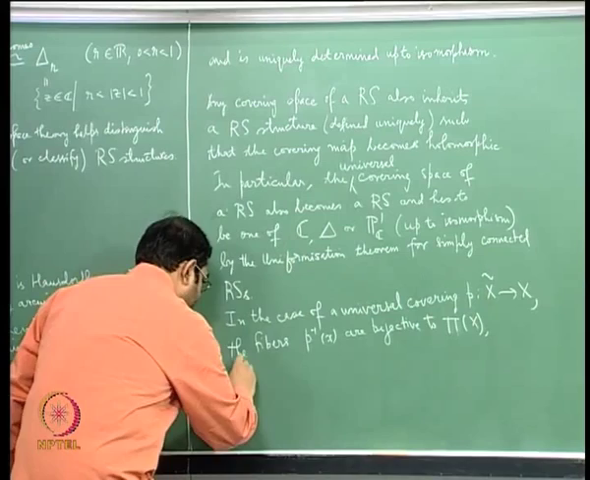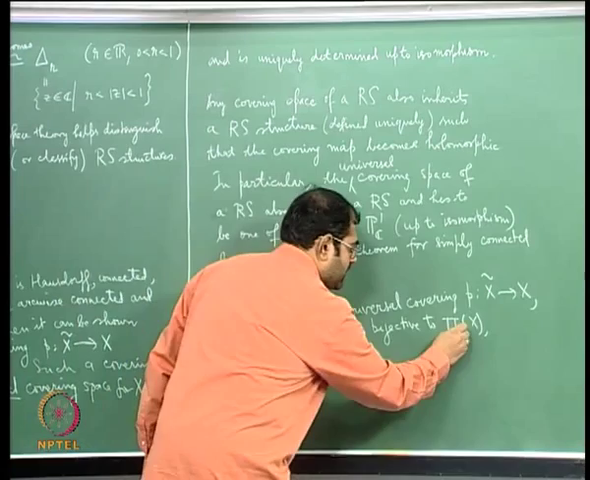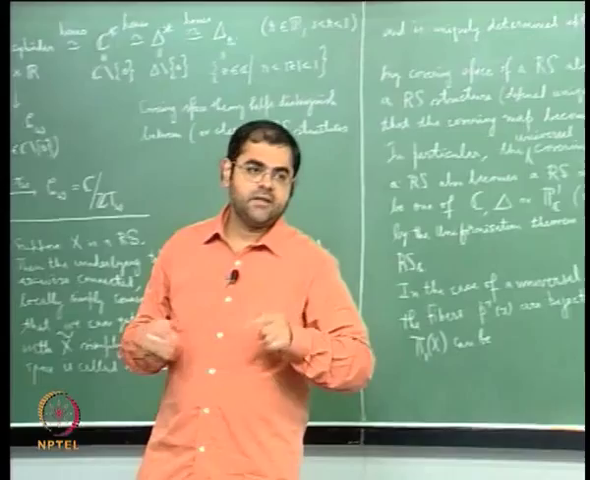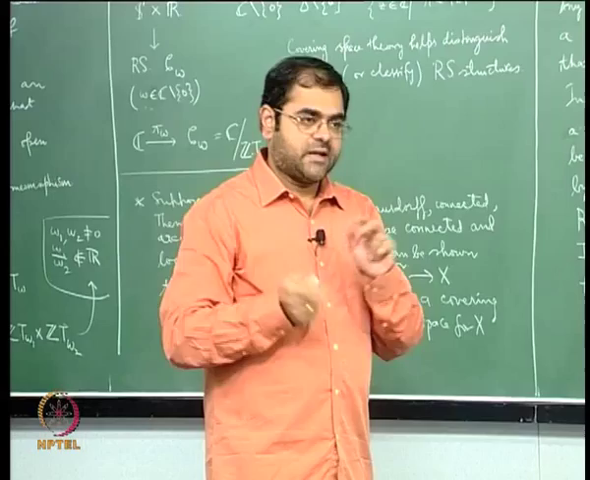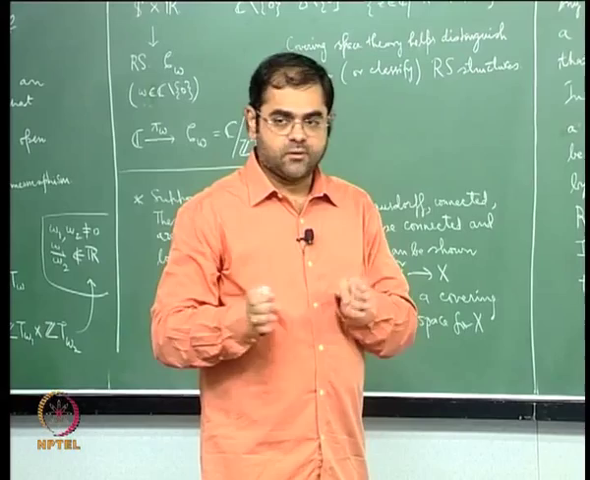Pi of X can be pi 1 of X. So it's pi 1, pi sub 1. Please correct that. Pi sub 1 for the first fundamental group. And normally, when we talk about fundamental group, we always talk about first fundamental group. So we never say first. We don't add the adjective first. So when we just say fundamental group, it means first fundamental group. Okay.